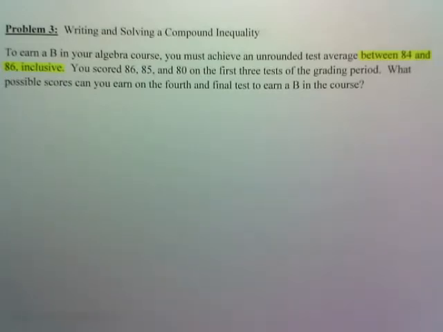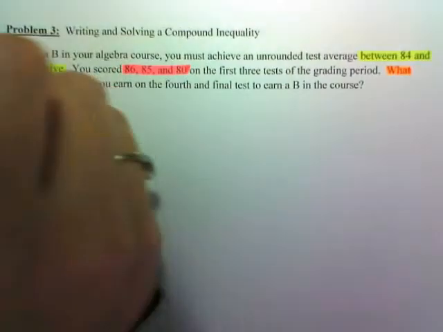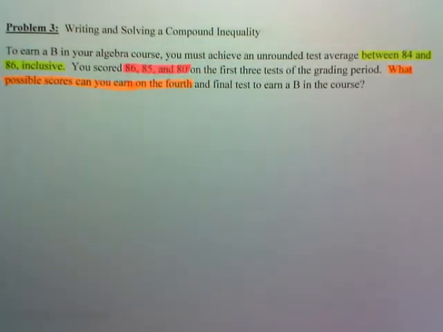Okay? Now, you scored an 86, an 85, and an 80 on the first 3 tests of the grading period. Not bad. So pretty good. What possible scores can you earn on the 4th and final test to earn a B in the course? So I'll highlight that too, on the 4th one. That means you're only taking 4 tests. You've taken 3 of them already, so you've only got 1 more.